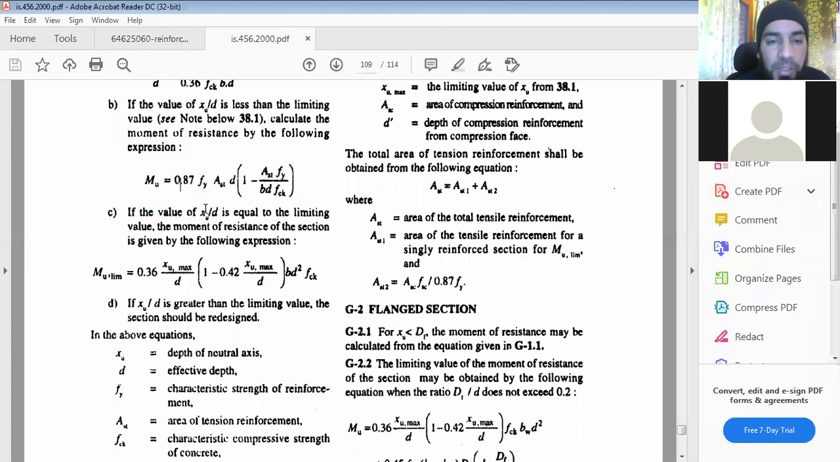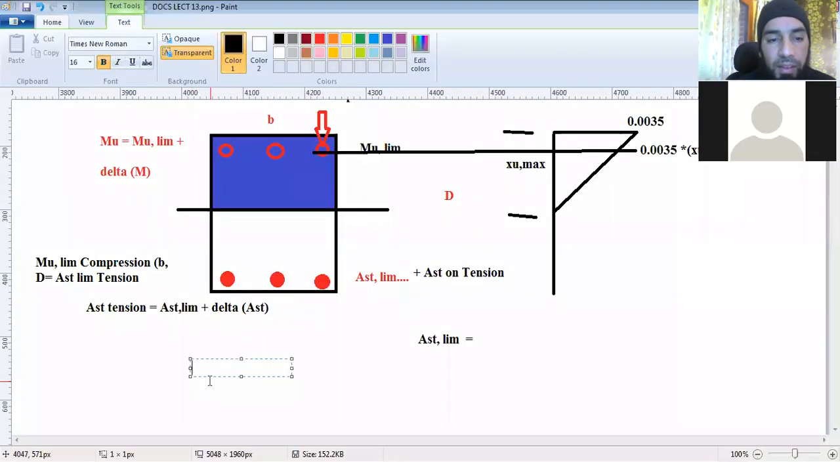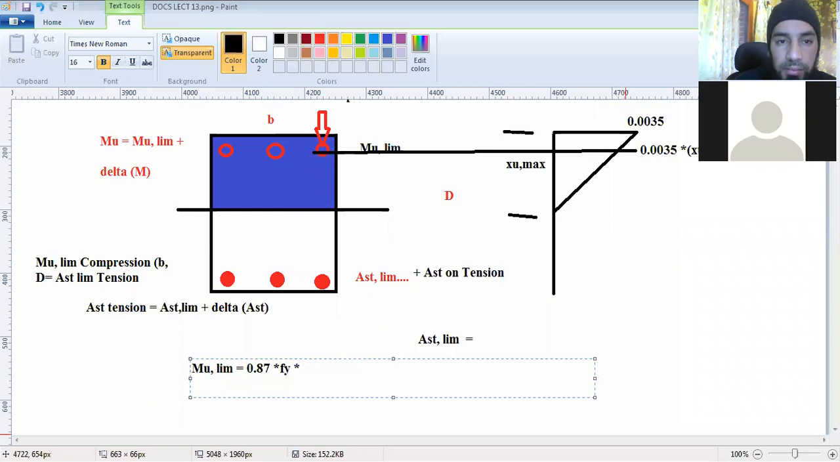MU is 0.87 FY AST, because for a balanced section, when you are calculating MU limiting, this 0.36 XU max by D into this whole will be equal to 0.87 FY AST, but not AST, AST limiting. So we'll be using this formula: AST FY AST D, FY ASTD, one minus ASTFY BD.